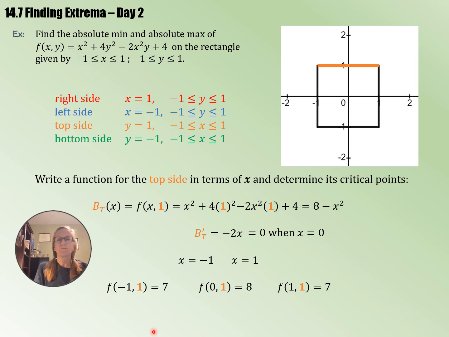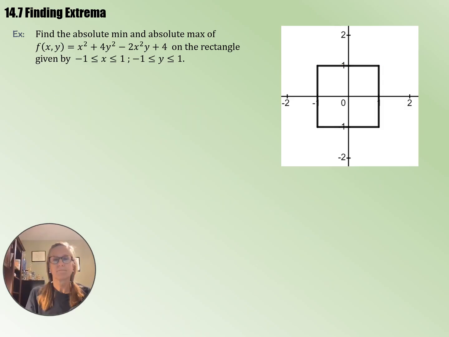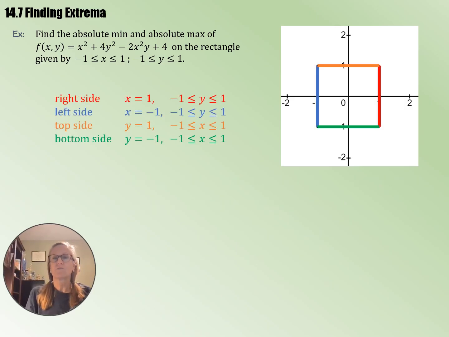At -1, 1, we get a height of 7. We saw that before. At 1, 1, we get a height of 7. We saw that before also when we did the boundary of this one. But the interior point, 0, 1, we got a height of 8. So there's my 3 candidates on the top. Now let's do the bottom, last one.